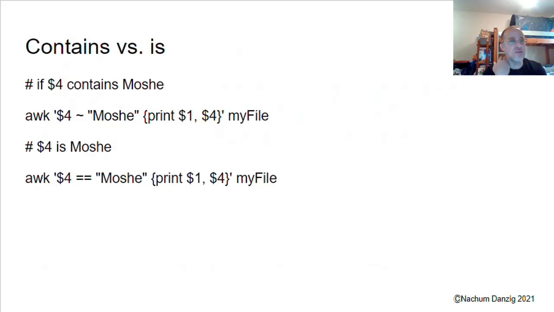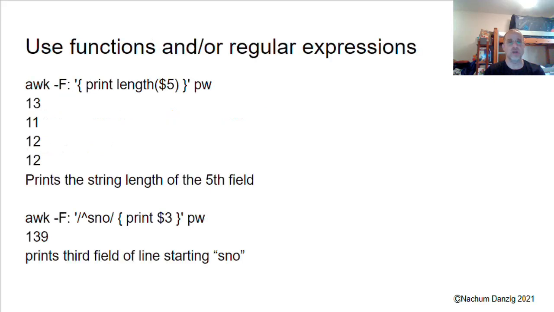Okay. Contain versus is. Imagine that the number 4 contains the word Moshe. What I'm saying here is, if the fourth field contains the word Moshe, like we saw before, then print the first and the fourth field of my file. But if I want to say it is the field Moshe, in other words, it's not like Moshe Smith, but it's just Moshe, then I have an exact match. Then I use a double equals. The double equals is like C++.